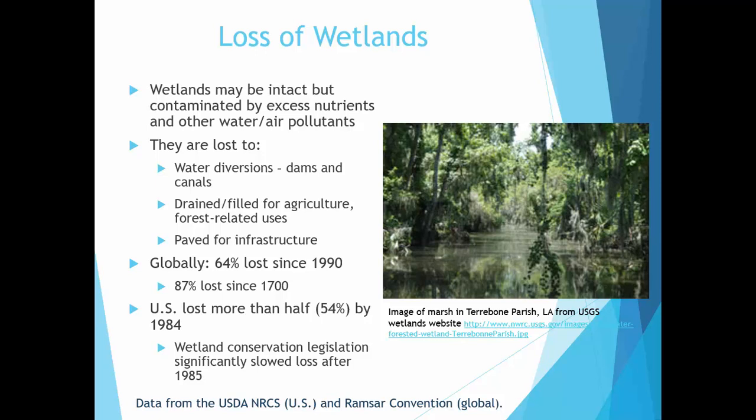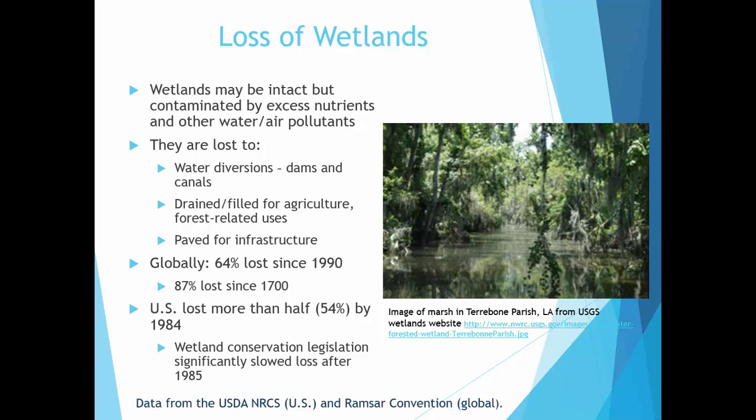So because we know wetlands have so many benefits, when we think of losing wetlands, there's a lot of benefits that we're losing. And it's important to note that we're going to talk mostly about losing wetlands, but even if a wetland is intact but it's been contaminated too much, then we're essentially losing many of the functions of that wetland. So how do we lose wetlands?